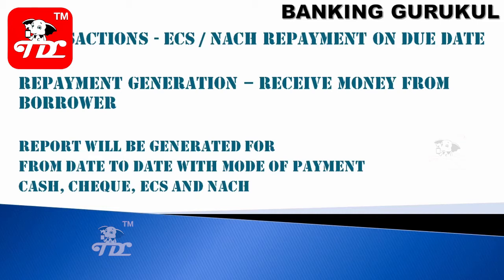On the due date, for example every month on the 1st or 10th or 15th, we have a scheduled date and we generate a report of the money we have to receive from the borrower, with a from date to date. For 1 week, you can generate the report of what payments are pending from the customers. It shows the payment mode type, whether cash, how much, and the amount we have to receive. If it is through check, how much, ECS, how much. These reports can be generated through the LMS system.